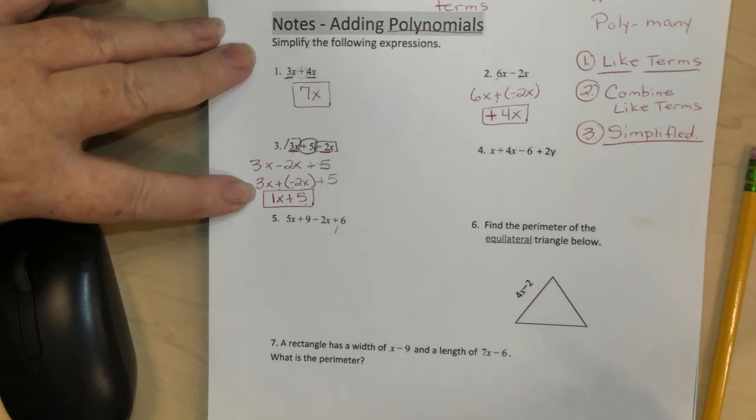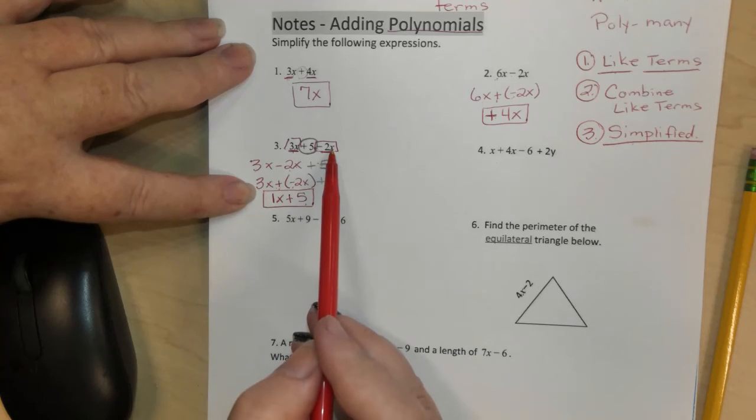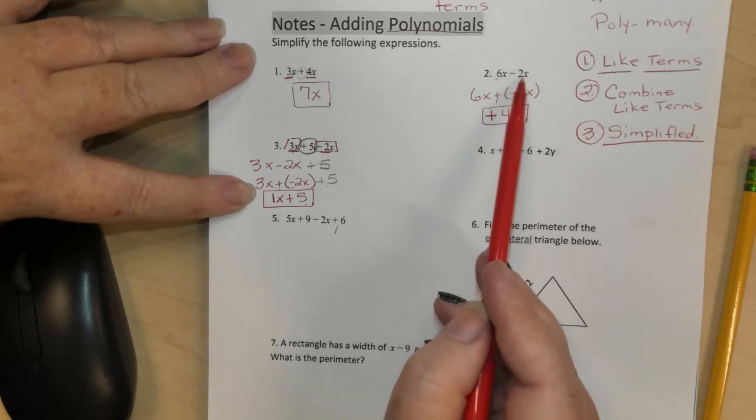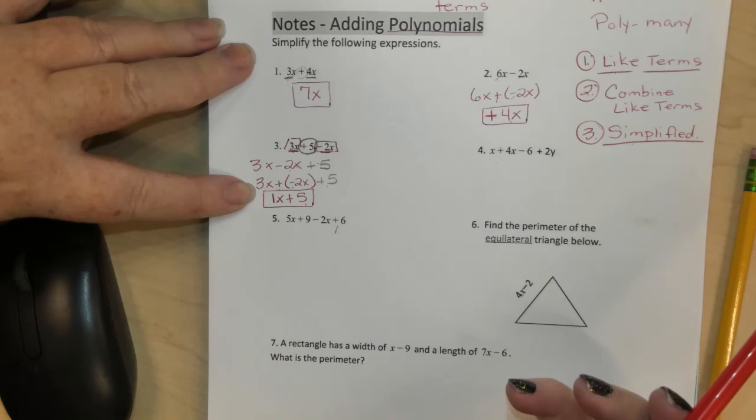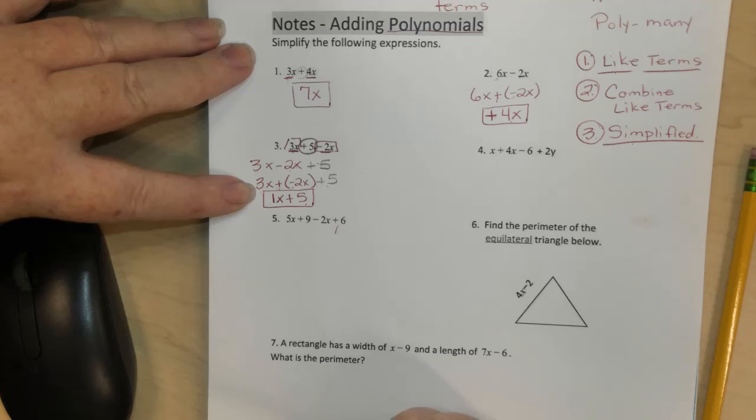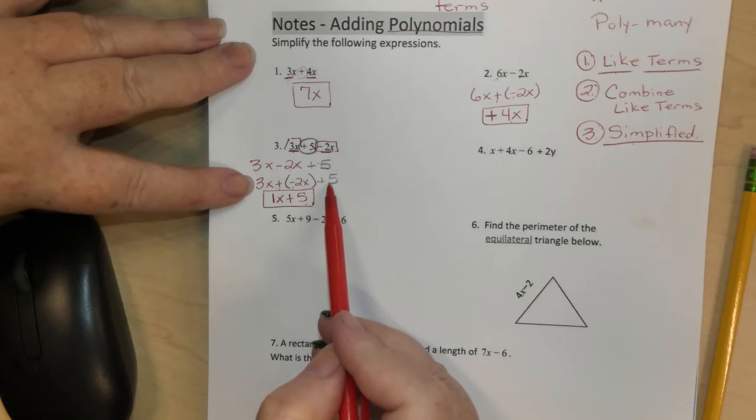So look at 4. Think about it. What are my like terms? If you look on this one, I got those x's together, so those were the same variable, same letter. On this one, I got these two together because they had the same variable, same letter. Same thing on here. This 5 did not get combined because it didn't have a variable on it.